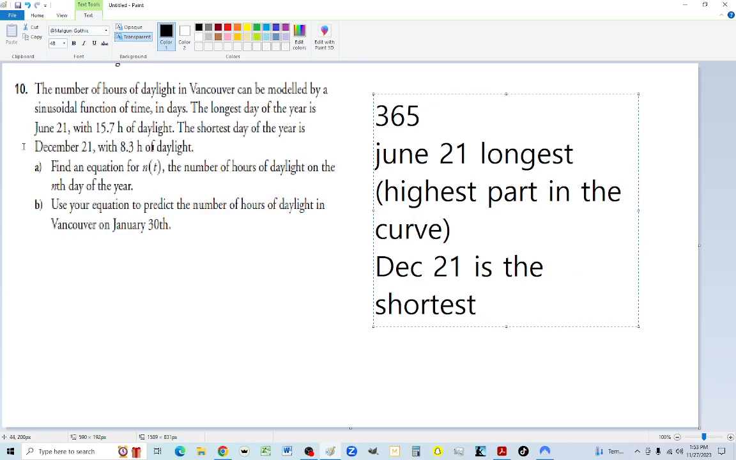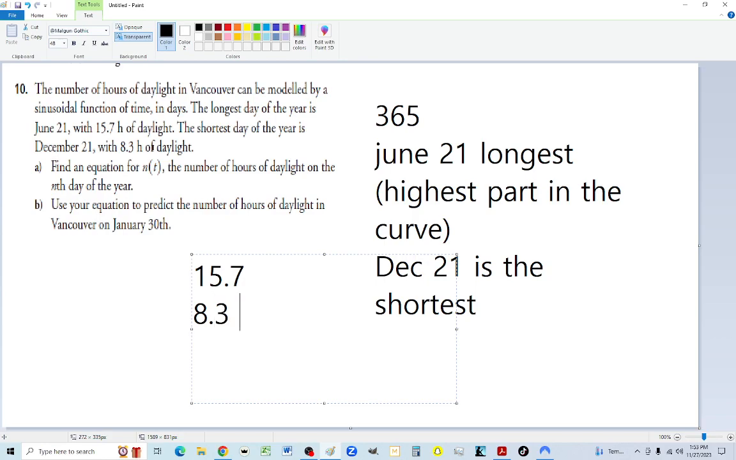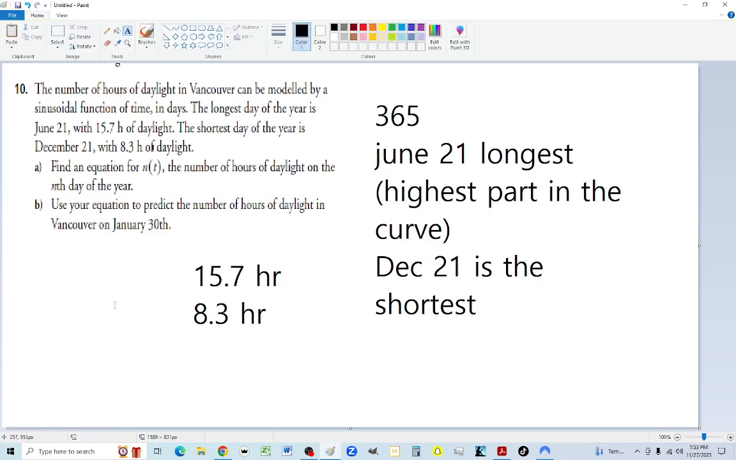Now, they give us the highest. They tell us the highest is 15.7. And they give us the lowest, 8.3. And this is hours of daylight. So that means the x-axis is going to be the days of the year, and the y-axis is going to be hours of daylight. So now we know a max and a min.